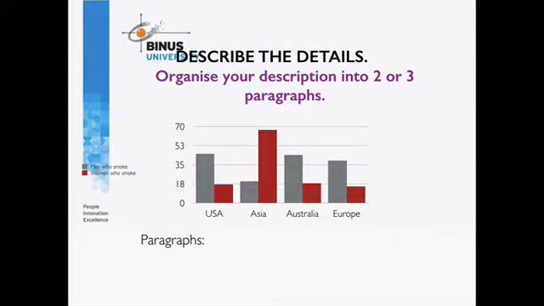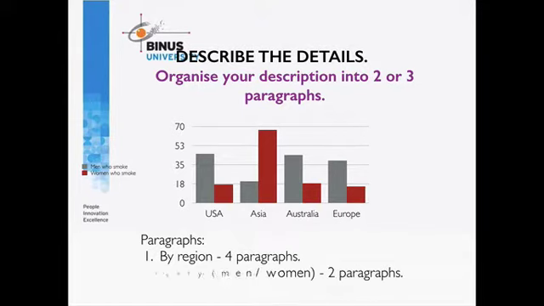Okay, so there are basically two choices if you look at this one. You could do it by region, so one paragraph about the USA, one paragraph about Asia, one paragraph about Australia, one paragraph about Europe. Or you could do it by category. One paragraph about men in all of the 4 regions, and then another paragraph about women in all of the 4 regions, and that would make 2 paragraphs.